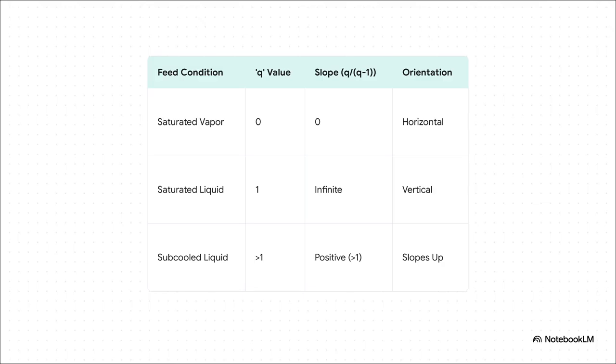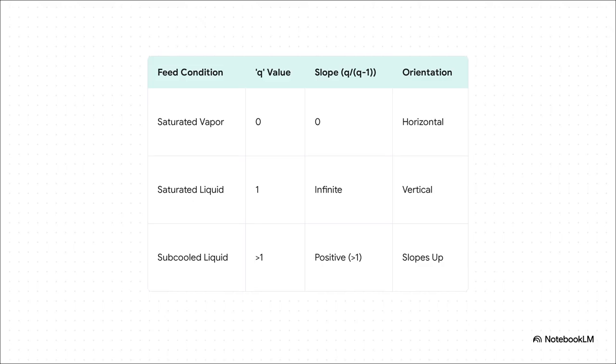Since our feed is a saturated liquid, it means its q value is exactly 1. Think about it, it's not a vapor, so it's not going to flash and create more vapor when it enters the column. It just joins the liquid flowing down. Now, if you look at the math for the slope of the q line, which is q over q minus 1, well, if q is 1, you're dividing by 0. That gives you an infinite slope, which means our q line is just a straight vertical line right at our feed composition.